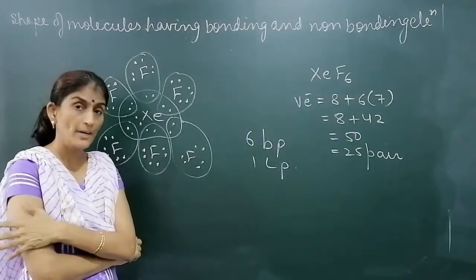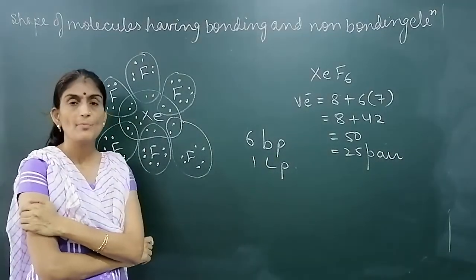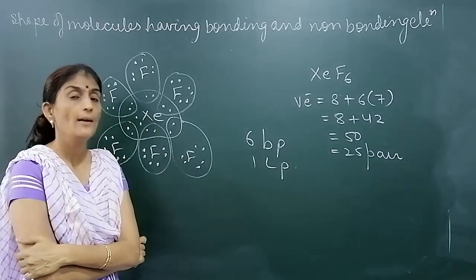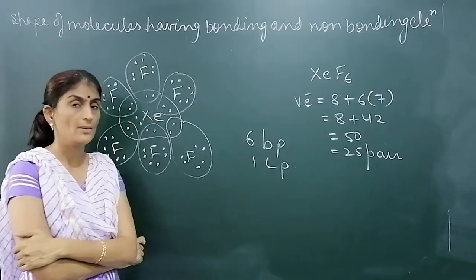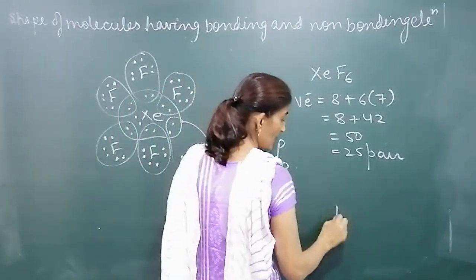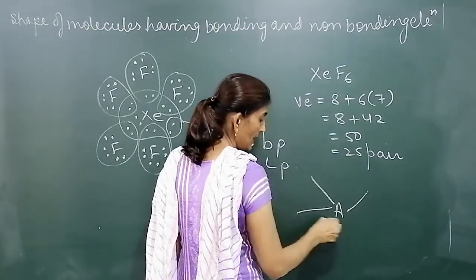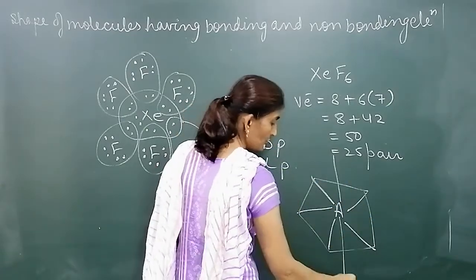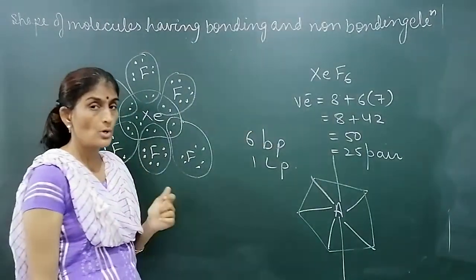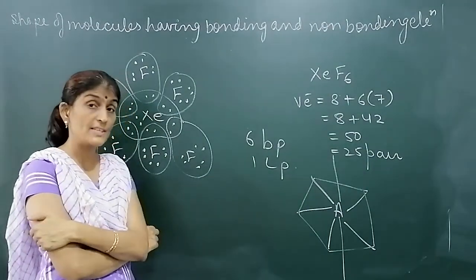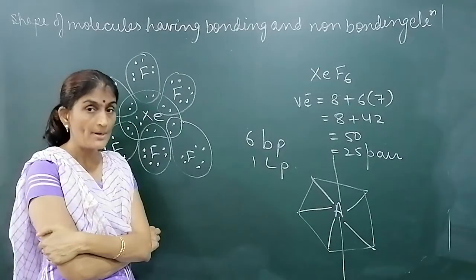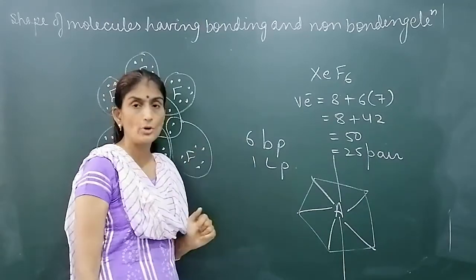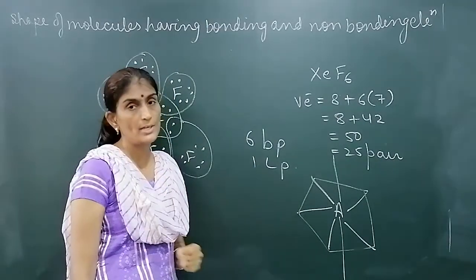If there are 7 electron pairs, in the book it is not given, but the geometry will be pentagonal bipyramidal. 7 total pairs are there. What is the geometry? Pentagonal bipyramidal. This type of geometry. 7 electron pairs are there, A at the center, forming a pentagon. This is pentagonal bipyramidal. So the geometry of XeF6 will be pentagonal bipyramidal, but its shape becomes distorted octahedral. Due to the presence of 1 lone pair, it's not perfectly octahedral, it will be distorted octahedral.